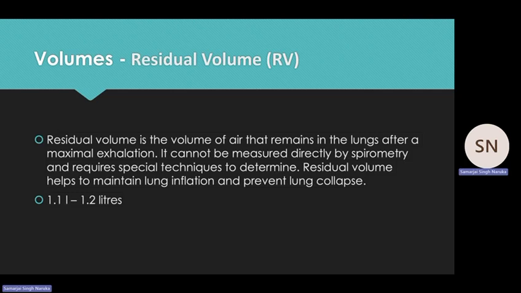Then we have residual volume. Residual volume is different because it's the amount of air that remains in the lung after maximal exhalation, meaning it cannot be directly measured by spirometry since this air never leaves the lung itself, and it requires special techniques to be determined. Residual volume plays a key role because it helps maintain lung inflation and prevents lung collapse. Again, it's a range. It varies from 1.1 liters to 1.2 liters.